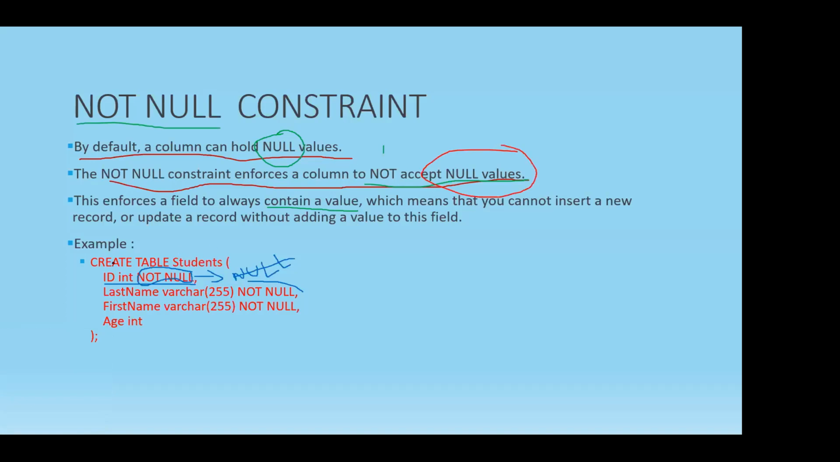Example here: create table students, where students is the name of the table. We are defining 4 columns here: student ID, student last name, student first name, student age. We are taking ID, last name, first name as not null constraints. That means you cannot give any null value for these 3 columns. You have to provide some value, then only the record will be saved in the database, or when you update a record. So this is the not null constraint.